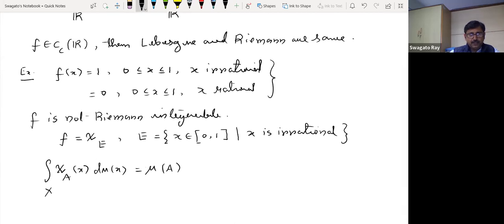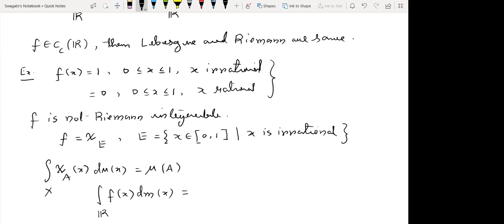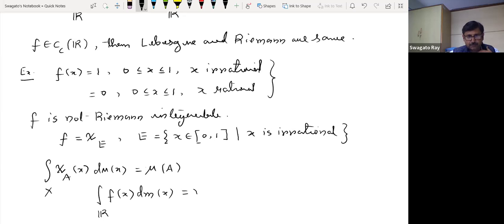Let's apply the same idea here. So can anybody tell me what is the integration over R of f x dm x? Quick. Measure of E. Lebesgue measure of E is the right word perhaps, because we are doing Lebesgue integration.